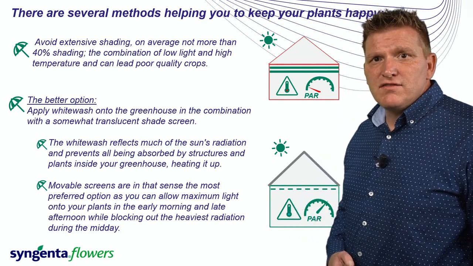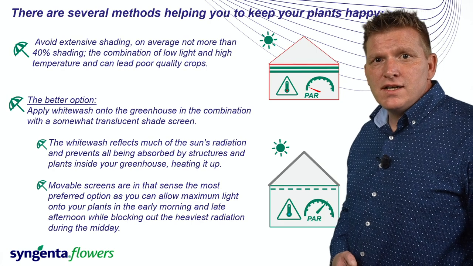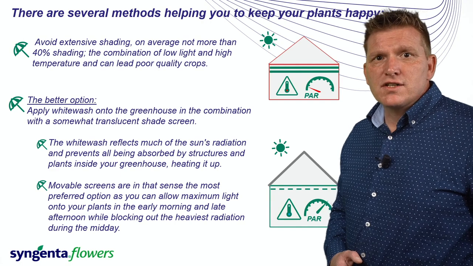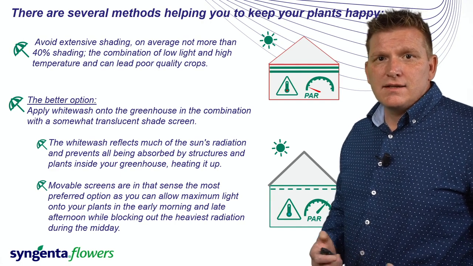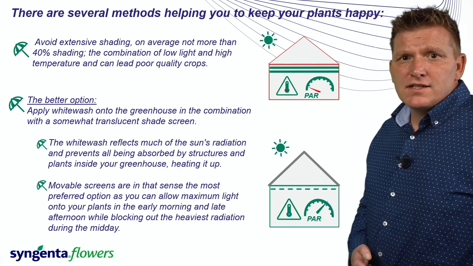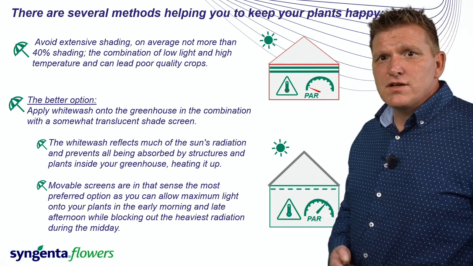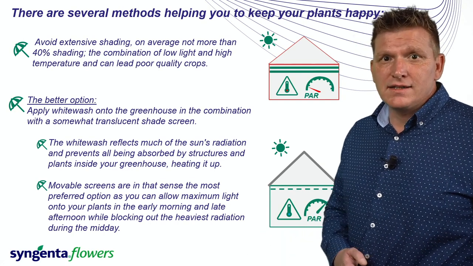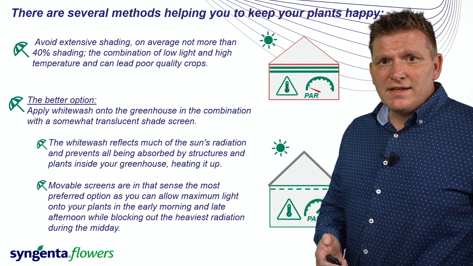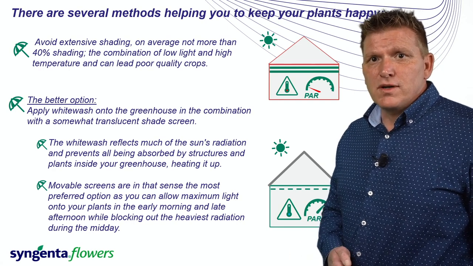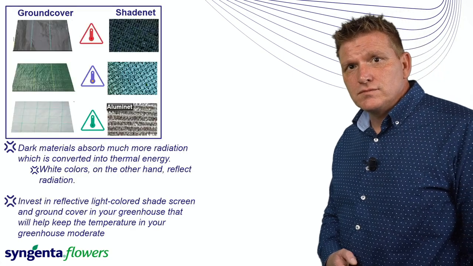The whitewash reflects much of the sun radiation, and it prevents it from being absorbed by structures and heating your greenhouse. Movable screens are in that sense the best option, because you can allow maximum light in the early morning and late in the day, while during midday you're blocking the heaviest radiation away from the plants.